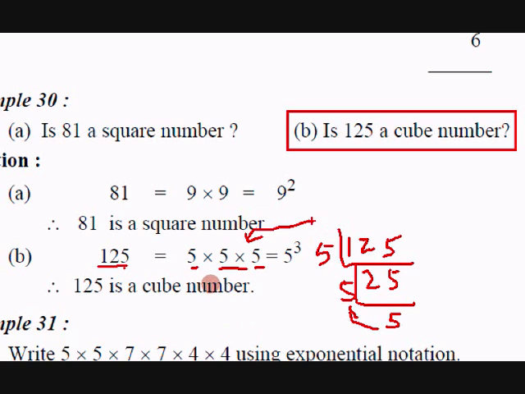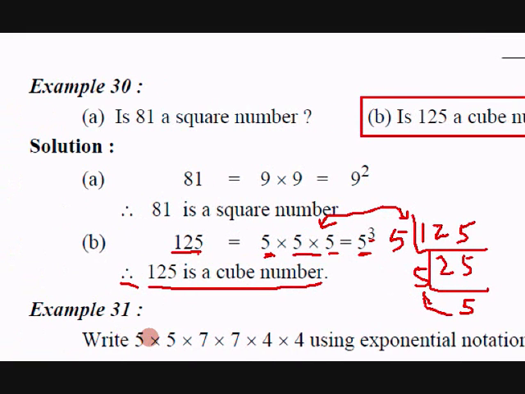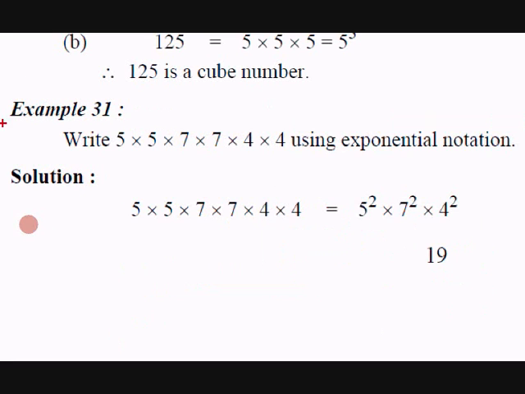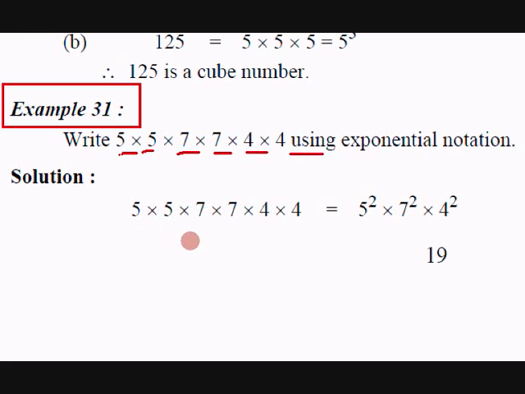So 125 gets factored this way. This is how we find the prime factors, or cube factors. Instead of multiplying 3 times, we say 5 to the power 3. So it can be represented as 5 to the power 3. Therefore, 125 is a cube number. Okay, finally, we will do one more. Example 31. 5 into 5, 7 into 7, 4 into 4. Write these numbers in exponential notation.